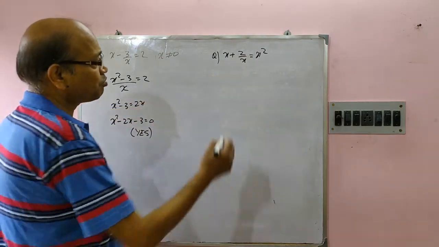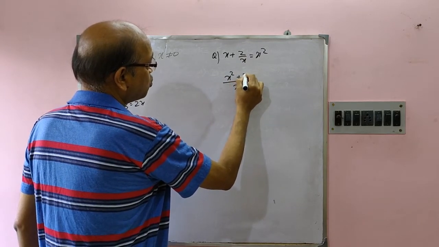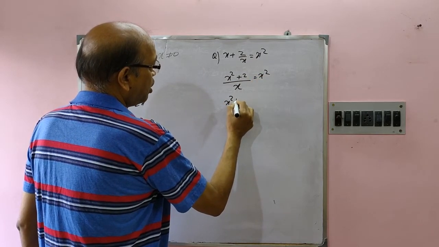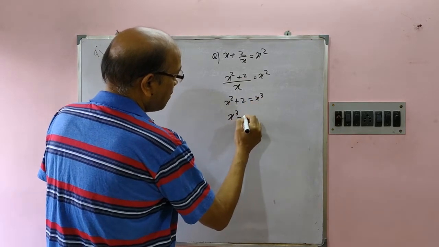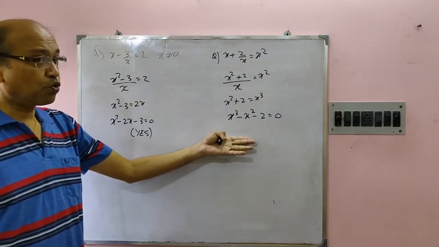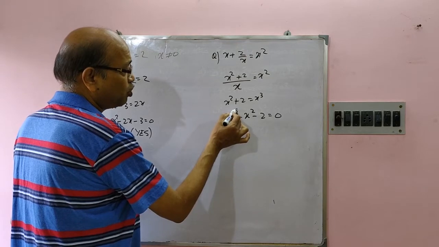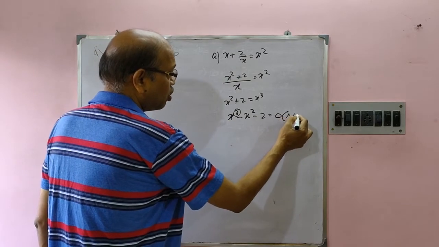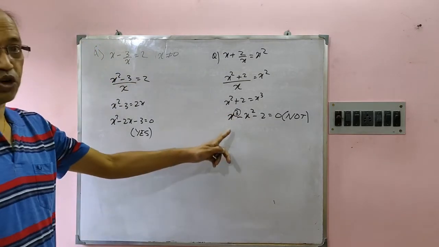Let's see this one here. Take the LCM. Now this is x squared plus 2 is equals to x cube, or x cube minus x squared minus 2 is equals to 0. Is this a quadratic equation? No. Why? Because here the degree of the polynomial, the power of the variable, is 3. Therefore, this is not a quadratic equation because it is of degree 3, a cubic equation. Okay.